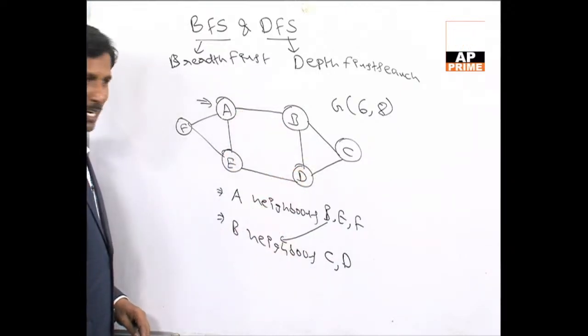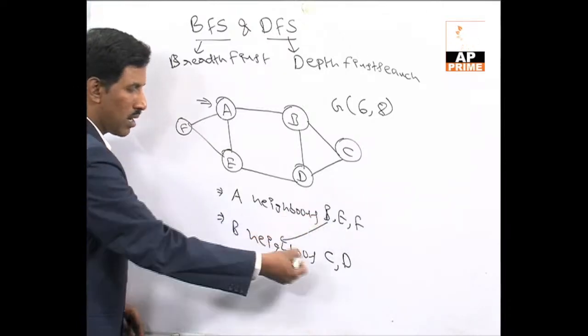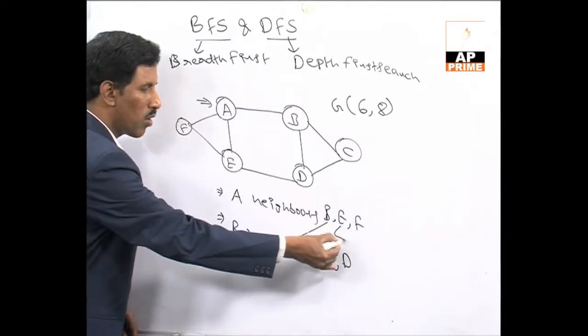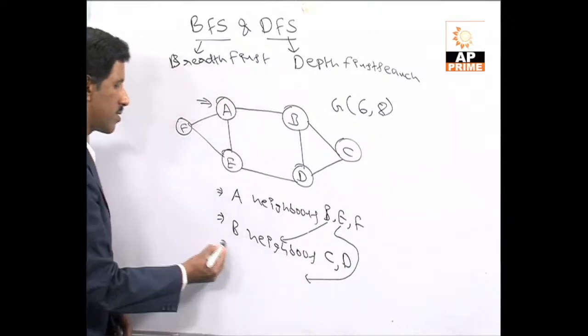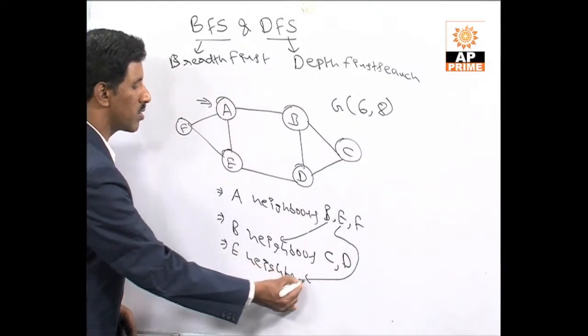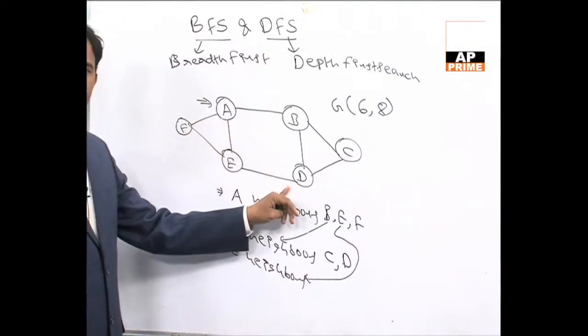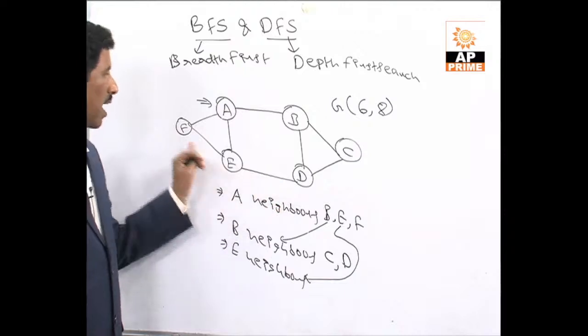Next I want to continue order wise. A's neighbors, first neighbor B, B's neighbors I continue. Then I want to go for E neighbors. E neighbors, first in first out, first priority goes on first. What are the E neighbors? A, F, D. A's neighbors are A, D, F.